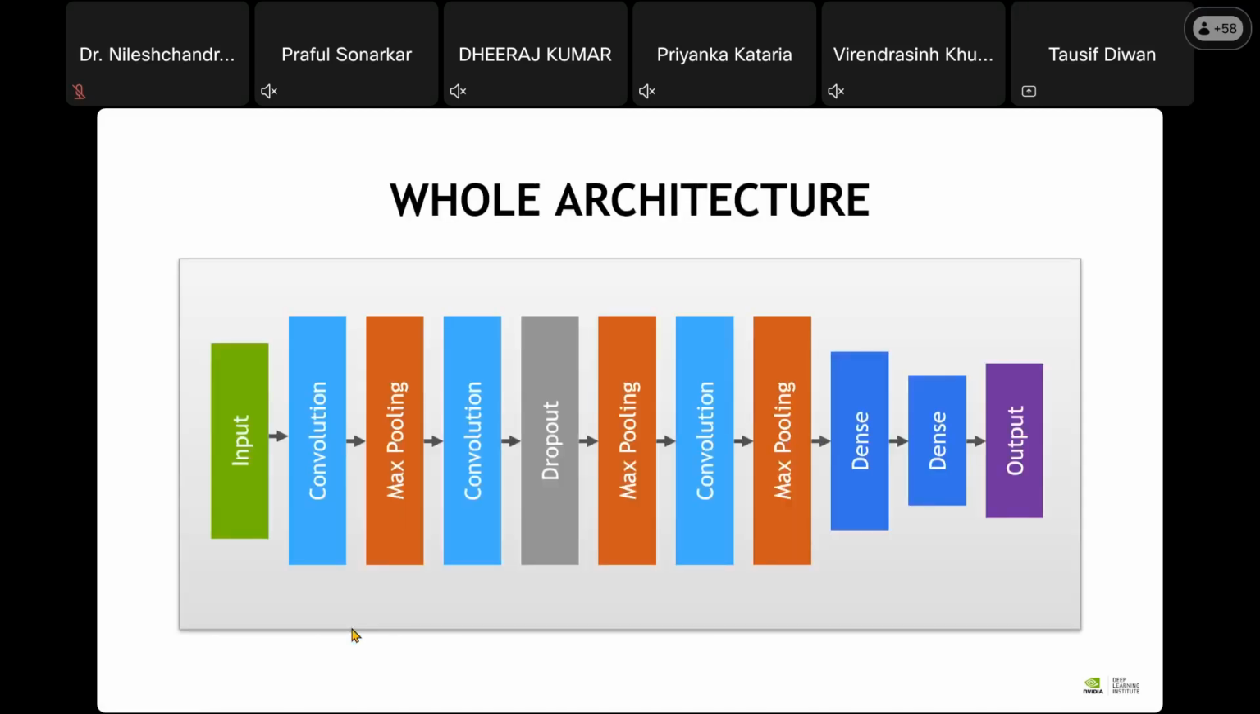This is the entire architecture. Input is there, then a convolutional layer. A convolutional layer is generally followed by a max pooling layer. Convolutional, then once again dropout, then max pool, convolutional, max pool, dense. Some more fully connected layers are there, and finally the output layer. So this is the generic architecture of a CNN.